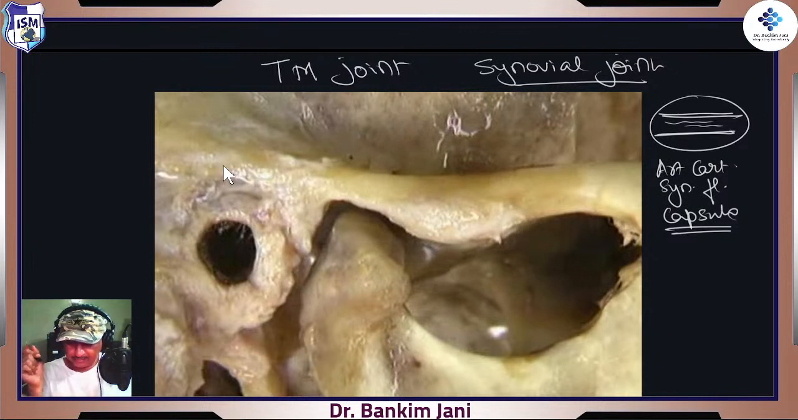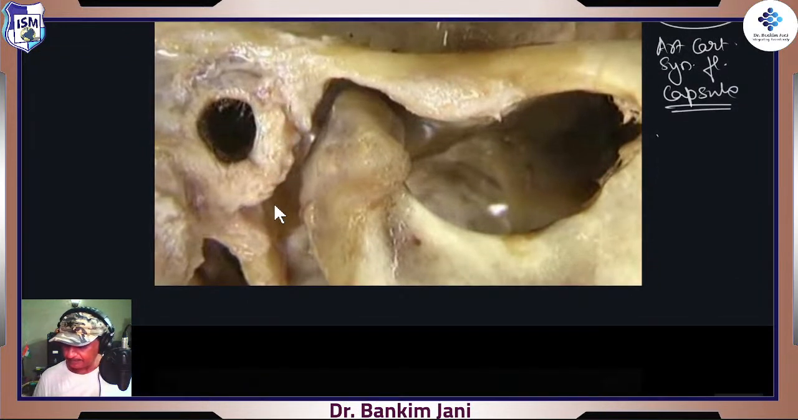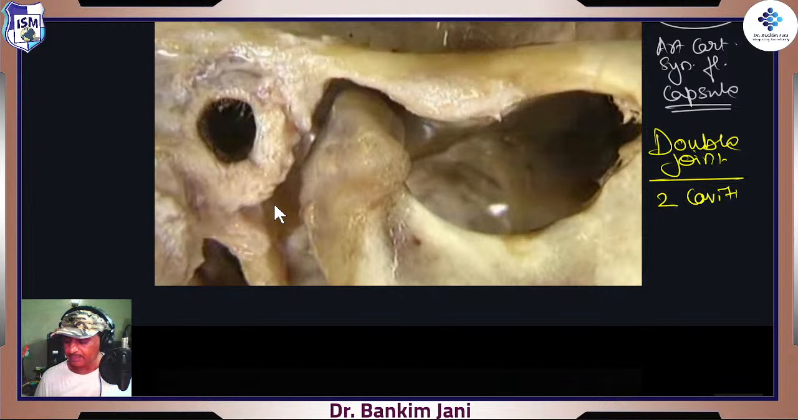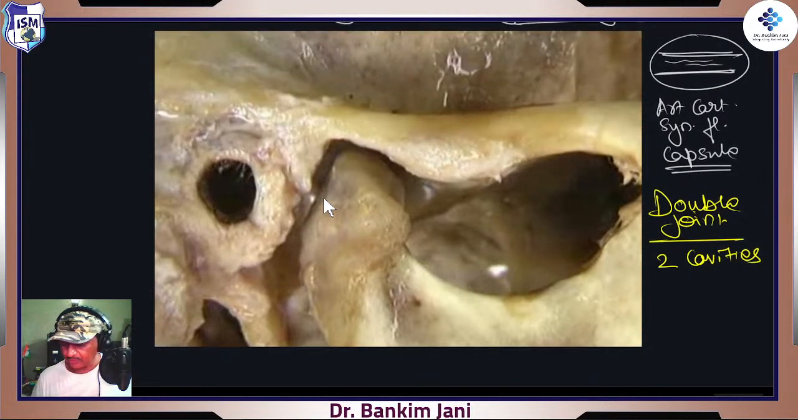We said that this is a synovial joint, but this is a very special synovial joint. It is a double joint, right? We'll in fact dissect and see that. But what I mean by double joint is it has got two cavities. See, a normal synovial joint has got one cavity, this one in between, correct? In this case, there would be two cavities.